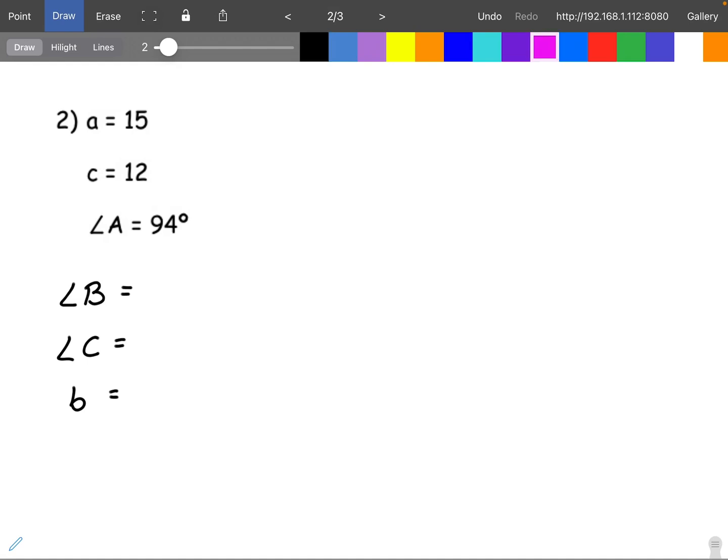To begin with, what do I know both the angle and the side for? A. I have little a, I have angle A. So that's where we're going to start. We're going to say sine of angle A, which is 94, over little a, which is 15. The only other information we're given is little c, so we're going to do the c fraction. We put little c on the bottom, which is 12, and above that will be sine of angle c, which we don't know.